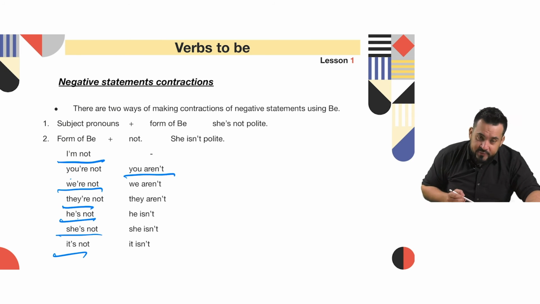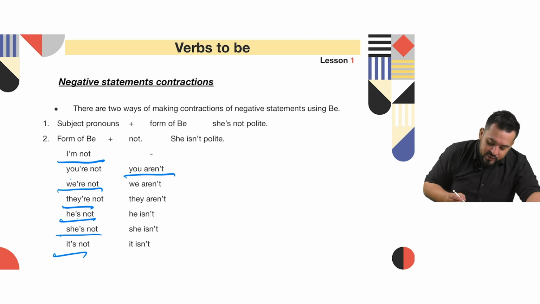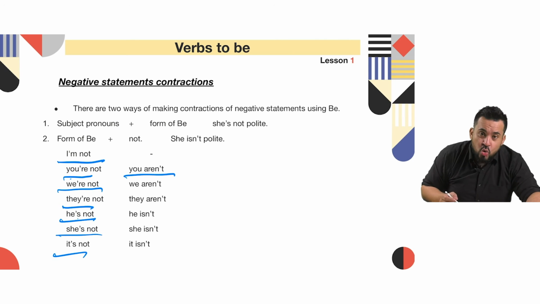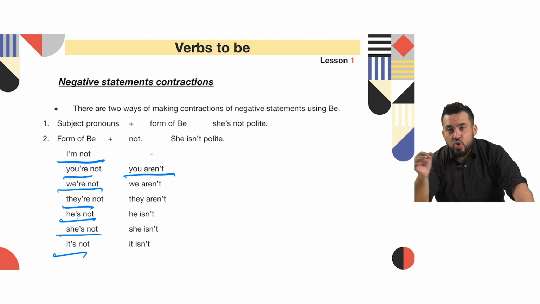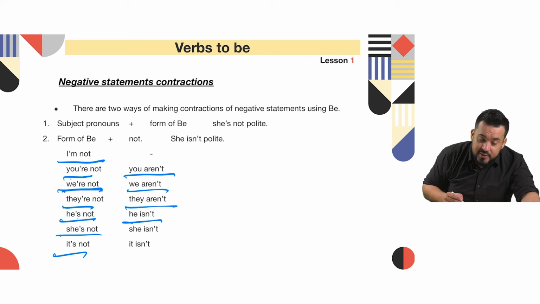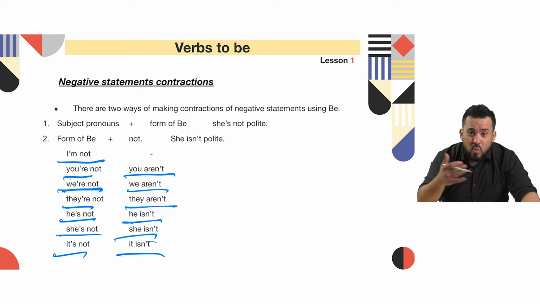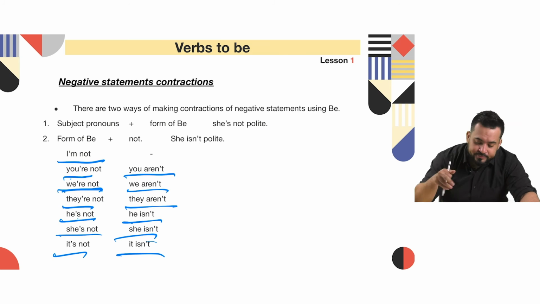Okay, now we can also say you aren't. We can't say am not. That is the only way we can use am for contraction. But for you, we can say you aren't. You can either say you're not or you aren't. With we are not, we can say we aren't. They are not, they aren't. He's not, he isn't. She's not, she isn't. It's not, it isn't. Both are correct. Whatever you're comfortable with, use that one.